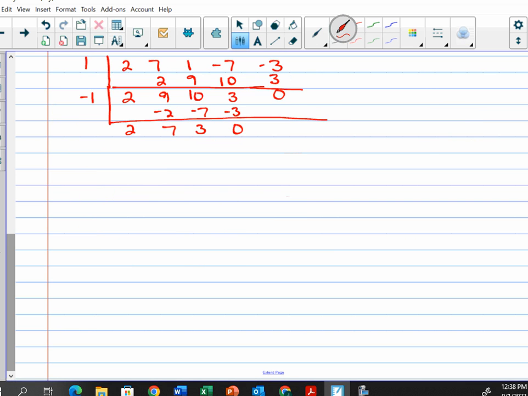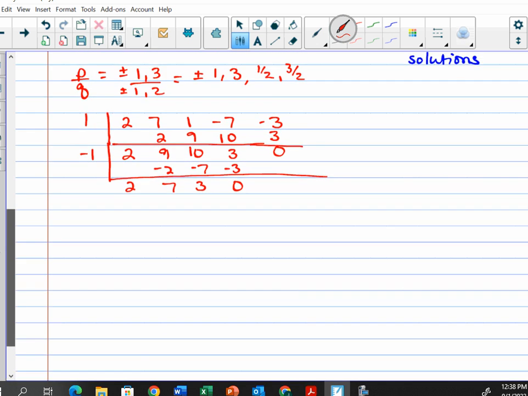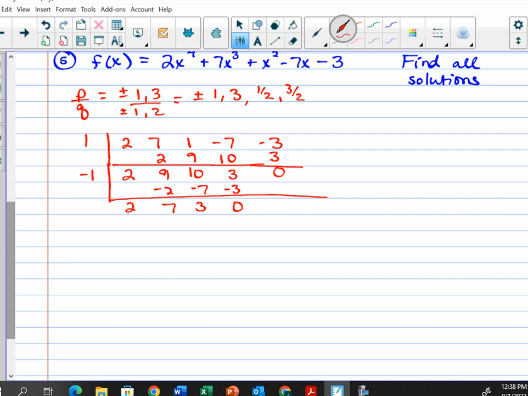All right, guys, depending on what order you went with, which numbers you picked for your synthetic division, your factoring might look different than mine. But I am to 2x squared plus 7x plus 3. So I need a 6x.